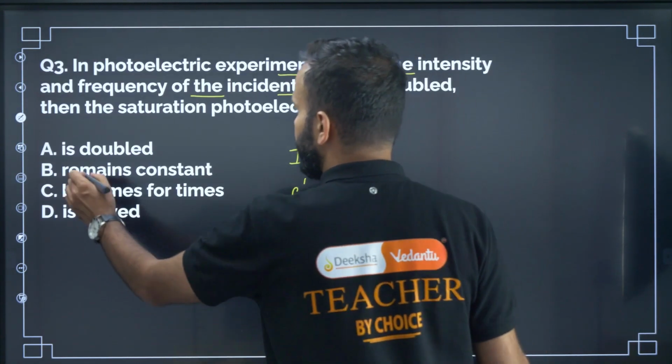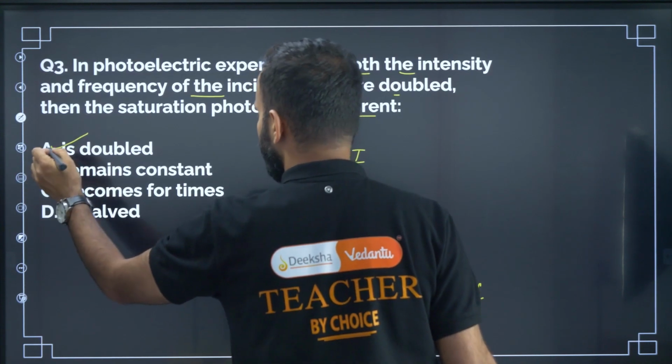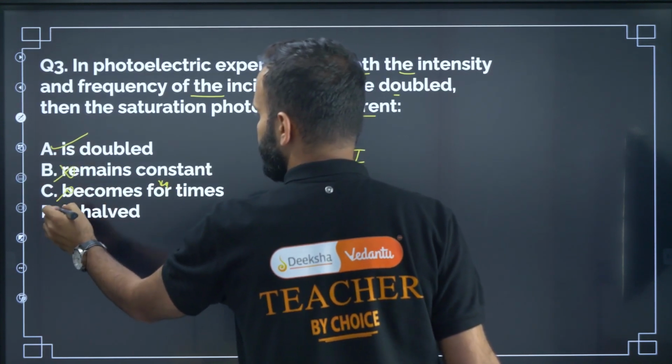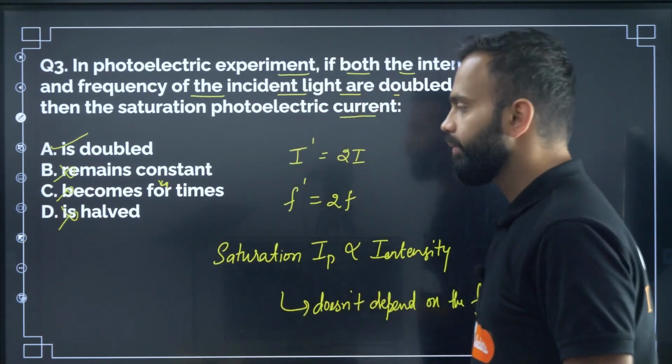So option A is the correct answer. Option B, remains constant, wrong. Becomes 4 times, okay? So this is 4 times, wrong. Option D is also wrong. So the correct option is A, okay?